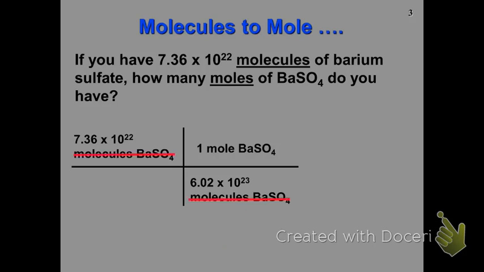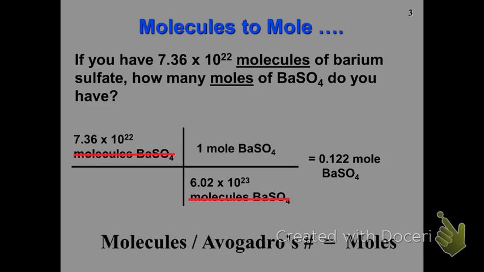And so if we go ahead and look, those units cancel, and if I look at what's left, moles of BaSO4, so if I do that division, I get 0.122 moles of BaSO4. So it looks like molecules divided by Avogadro's number equals moles.